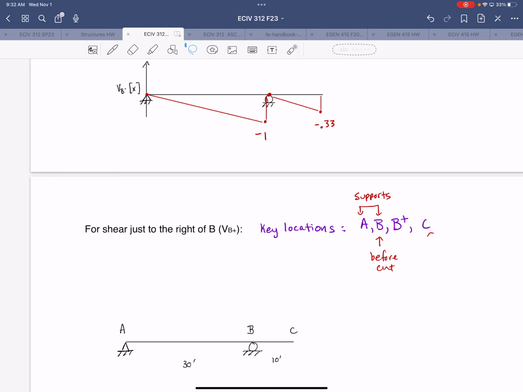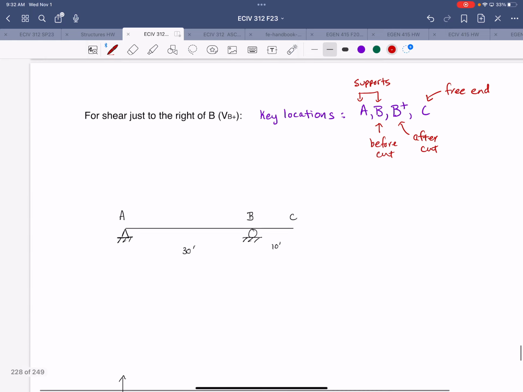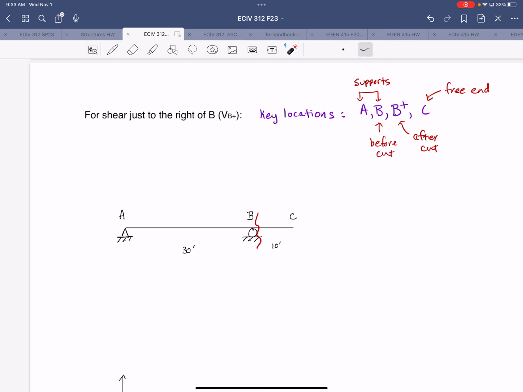That's B, right? And then B plus is after the cut. All right, so let's take a cut immediately after B. And the nice thing about this location, right, if we just use the right side of the cut, that's going to be a very easy statics calculation.